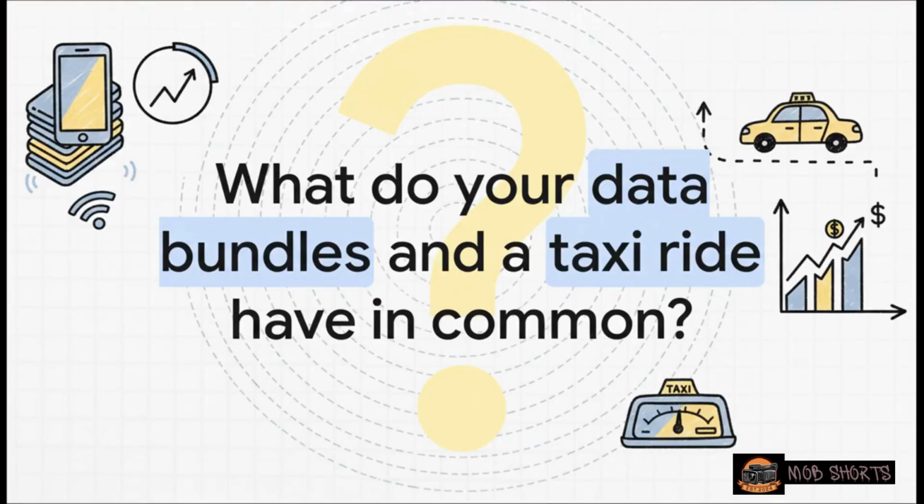Right, this might sound like a bit of a strange question, hey? But the answer is actually really simple. They both follow predictable patterns. Think about it. The more data you use, the more you pay, right? And that cost goes up in a predictable way. Same thing with an Uber or a Bolt. Every kilometer you travel adds a predictable amount to your fare. That idea of predictability is everything in this chapter.